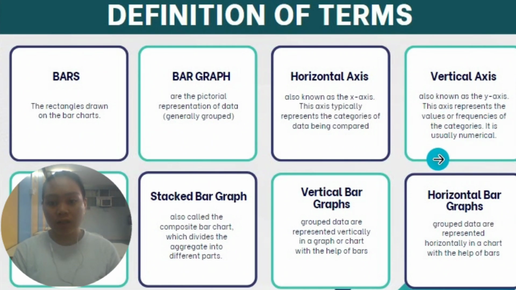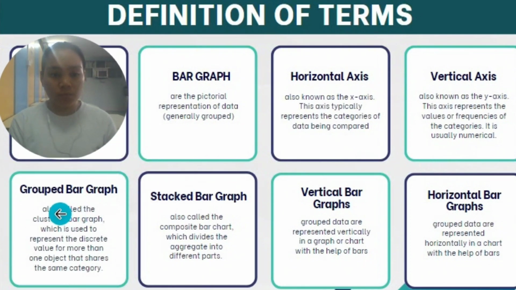It is usually numerical. Group bar graph, also called the cluster bar graph, is used to represent the discrete values of more than one object that shares the same outcome.